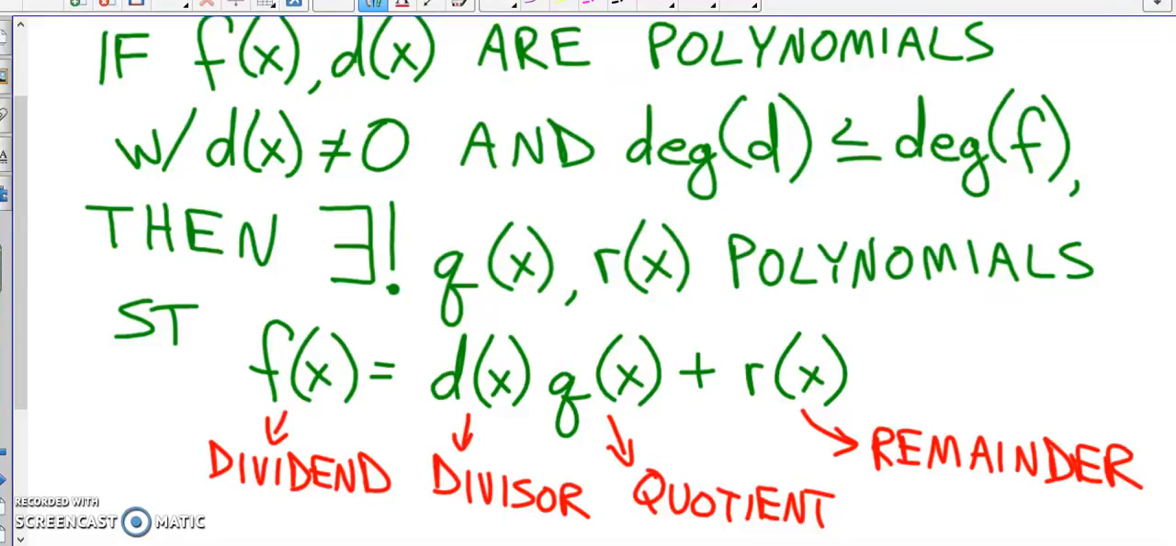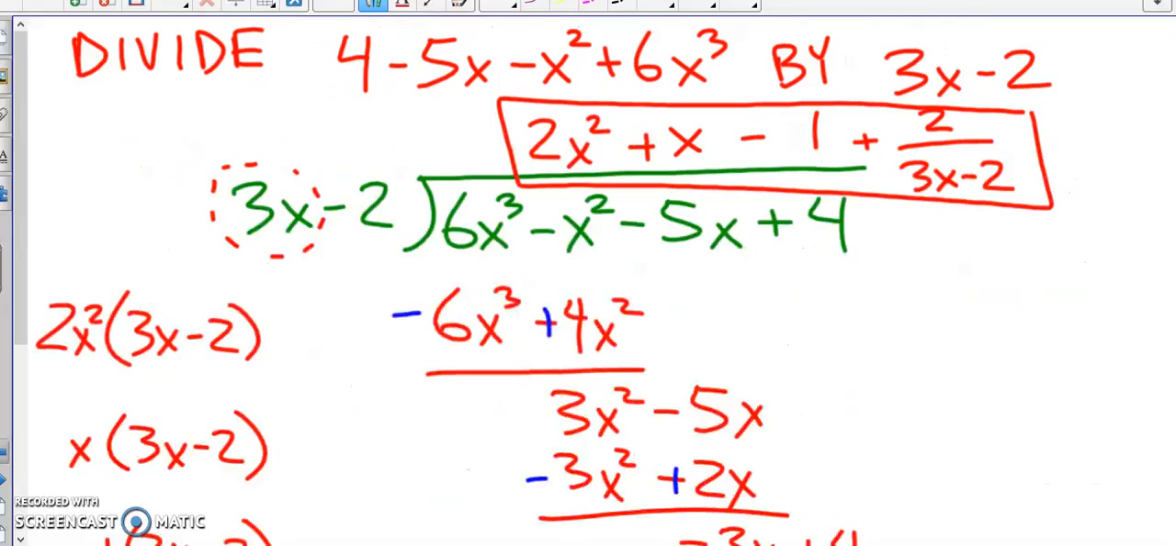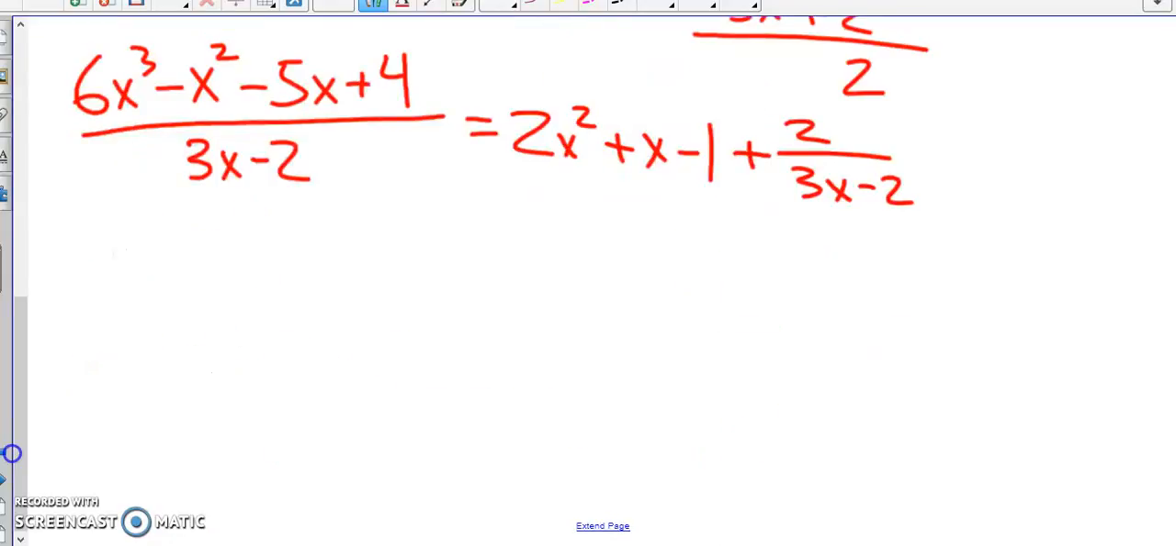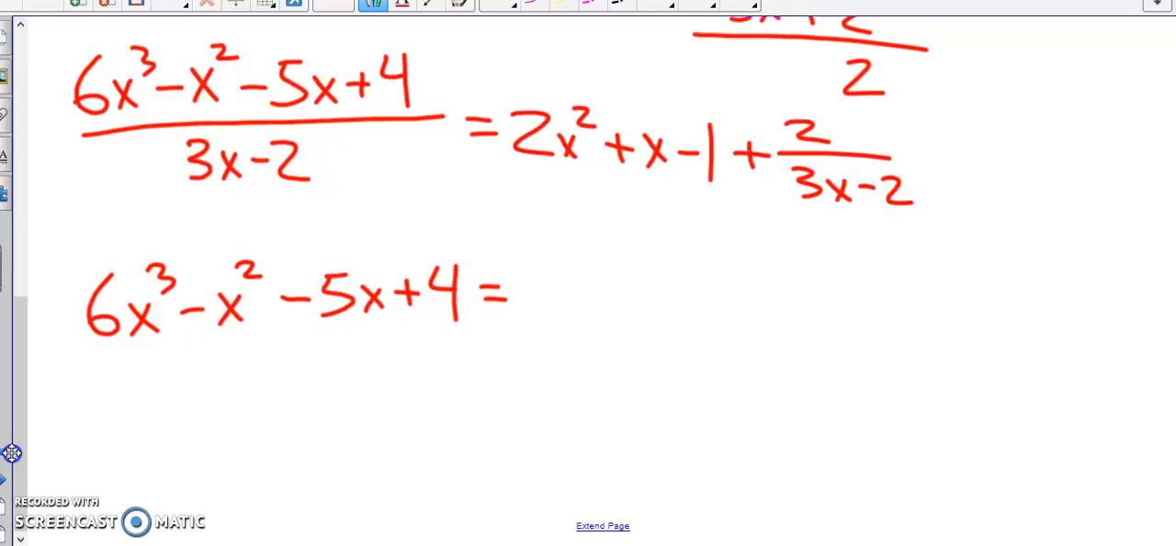Now this is written kind of funky. That's why I want to go back and show you how to get this from what we already had. So I'm going to come back to this in just a second. If we go back a screen, if you take this and multiply both sides by the divisor, which would be 3x minus 2, on the left-hand side, the 3x minus 2 is going to cancel, and you'll just have 6x cubed minus x squared minus 5x plus 4. So that's your f of x from the other screen.